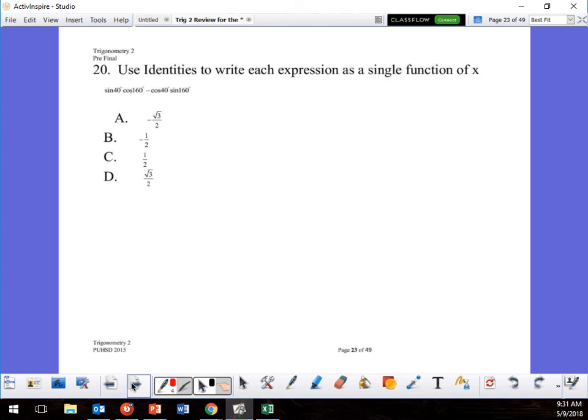Is it a sine or a cosine function? It's a sine function. So this is a sine function. And is it a plus or minus? Minus. So it is going to be a minus. So this is going to be 40 minus 60. Or 160, right? There we go. 160. So it's going to be sine of 40 minus 160 is?